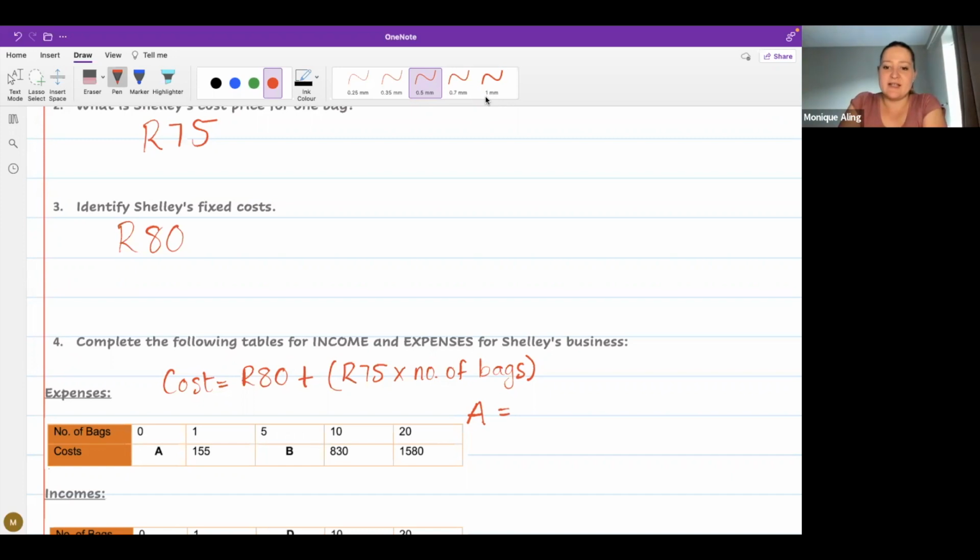Okay, I see answers for A and then working out for B. Nice answers for A. You guys can also tell me what you got for B. I'm seeing some B answers and they are perfect.